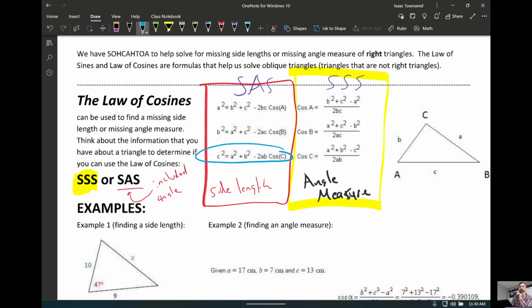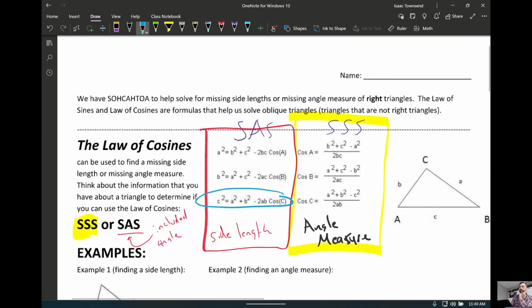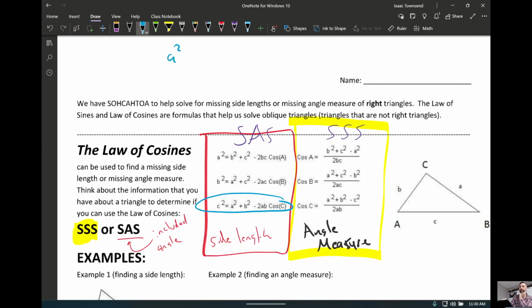What does that look like? Right, so the first part, you've got a squared plus b squared equals c squared, which would be Pythagorean theorem. But Pythagorean theorem only works on right triangles. If you do the minus 2ab cosine of angle c, now it works on all triangles.